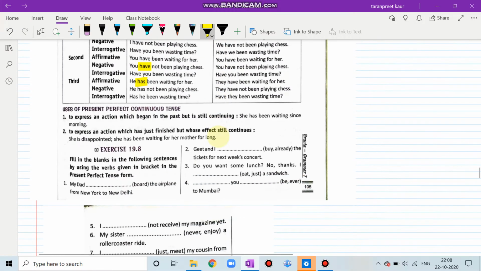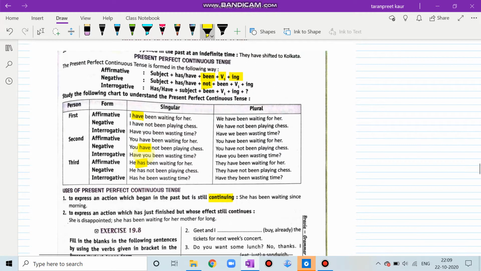Now, where do we use present perfect continuous tense? We basically use this rule to express an action which began in the past but is still continuing. Like if I say, she has been waiting since morning. Now this tells me that she started waiting in the morning and till now she is still waiting. It also expresses an action which has just finished but whose effect still continues. Like, if the example is she is disappointed, she has been waiting for her mother for long.